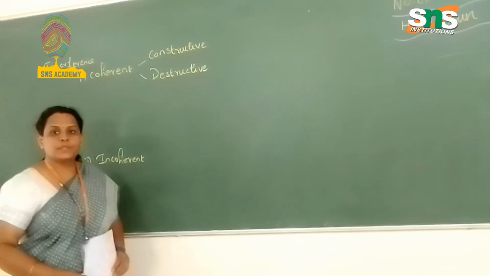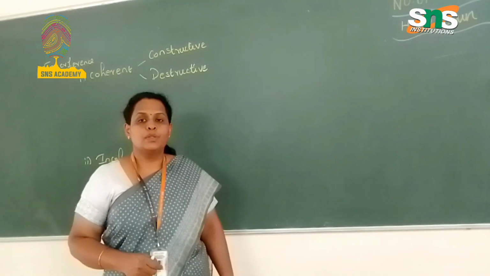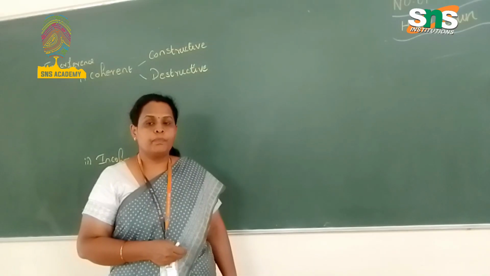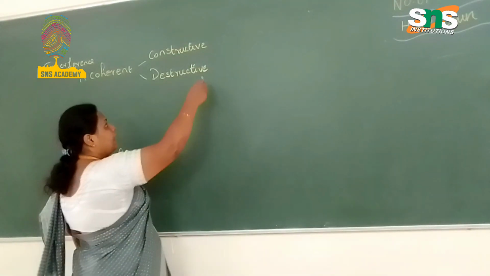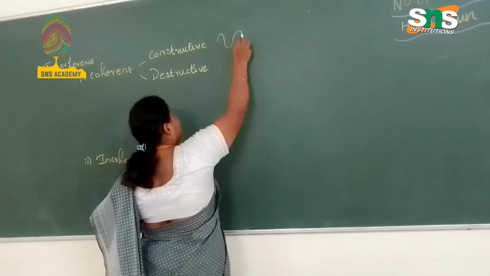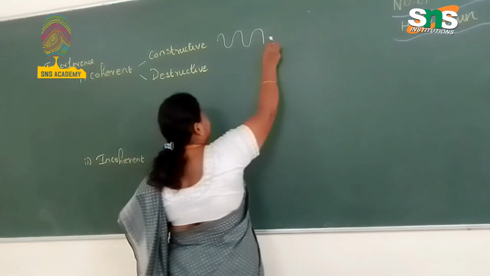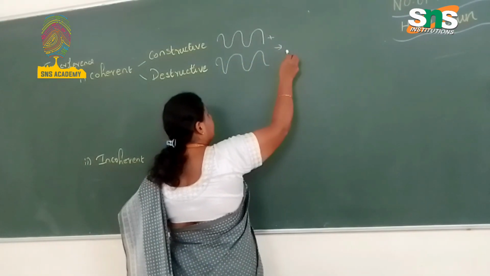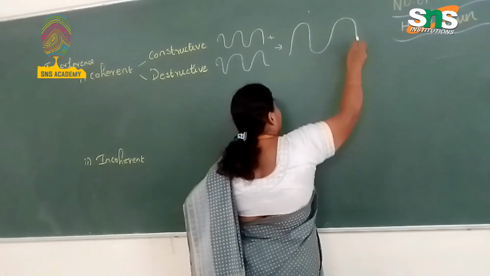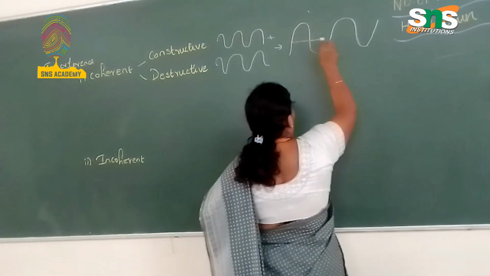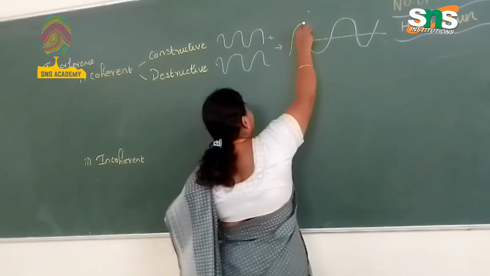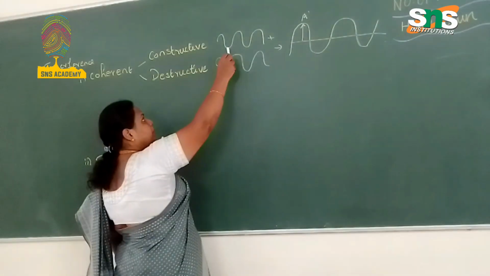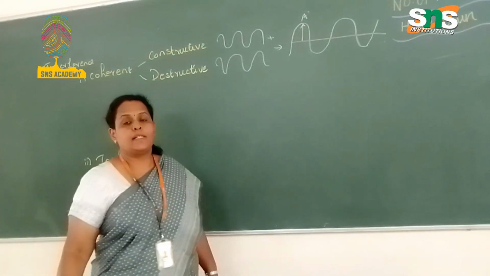Okay? So how will a constructive interference wave look? For any interference to happen, we need a minimum of two waves. In constructive interference, if two waves meet such that crest meets crest and trough meets trough, we get a constructive wave where the amplitude is added up. What do you mean by amplitude? The maximum displacement is known as amplitude. Here the amplitude of the two waves gets added up.